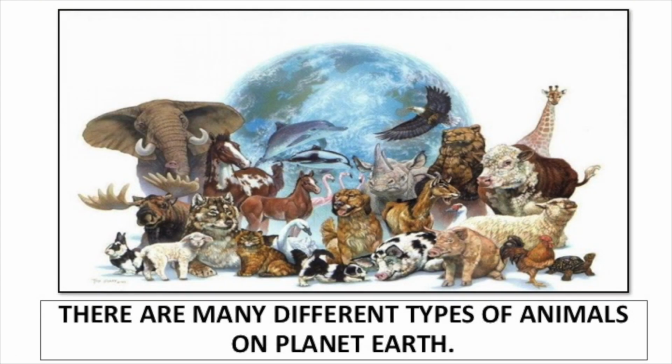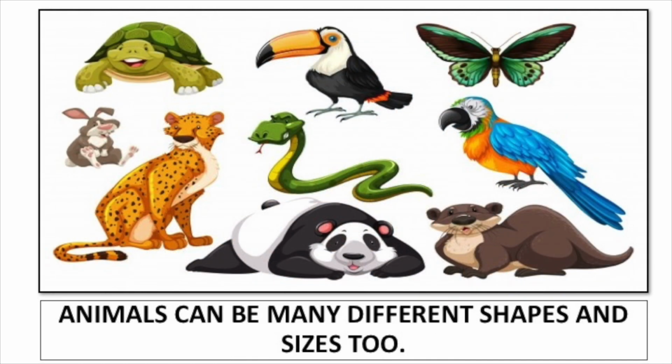There are many different types of animals on planet Earth. Yes, just like we've been describing in our board exercise, different animals in different places. Animals can be many different shapes and sizes too. Yes, all animals look different. Different colours, different sizes, and different shapes.